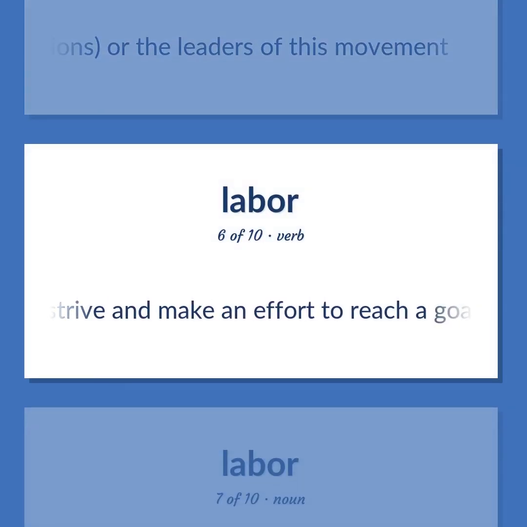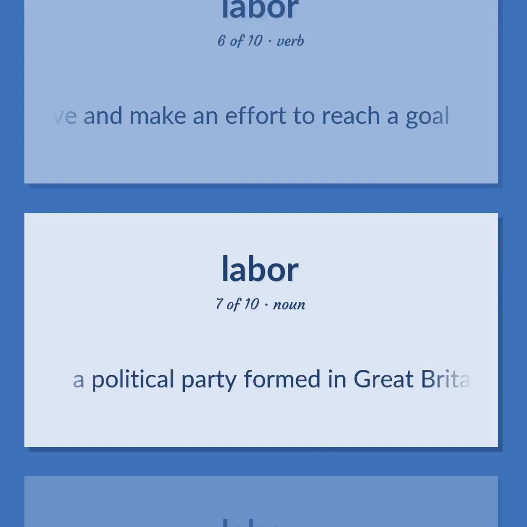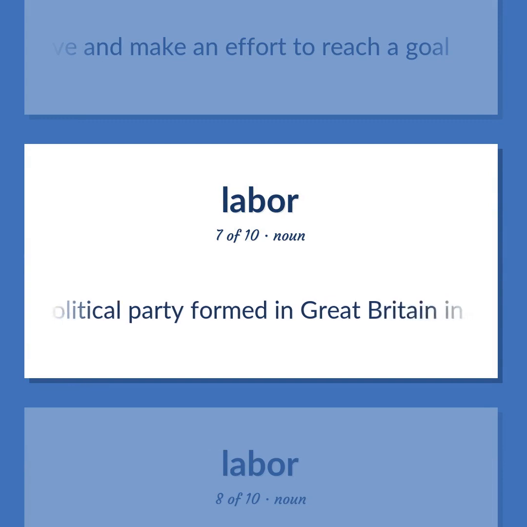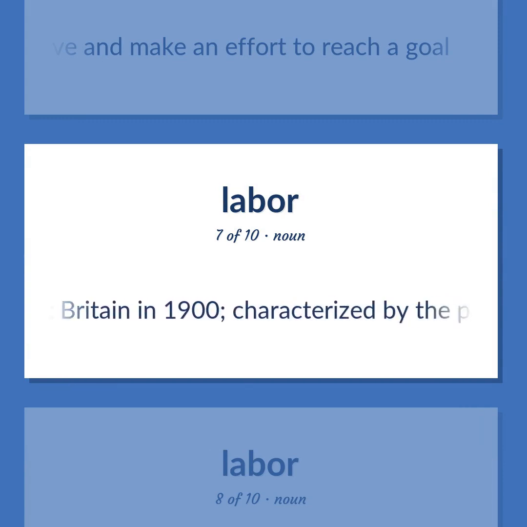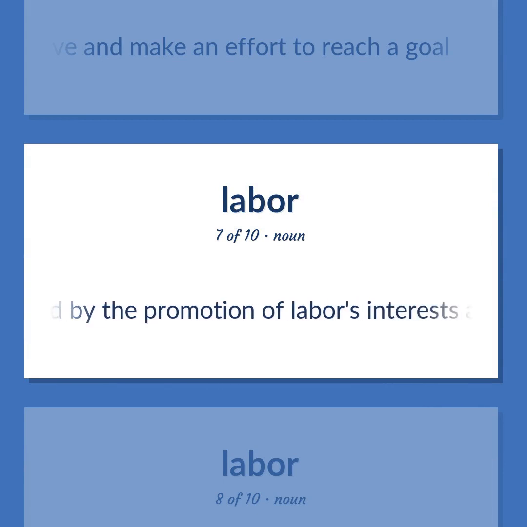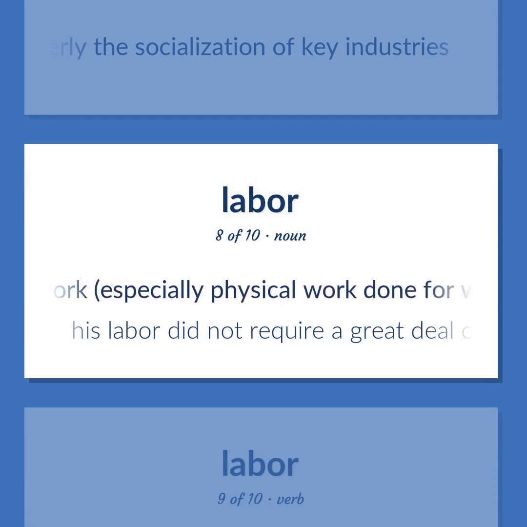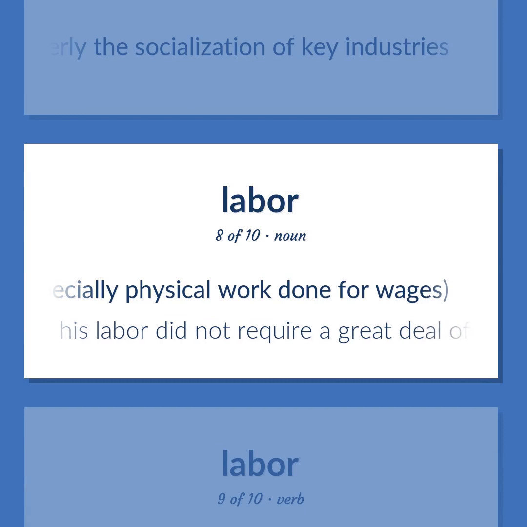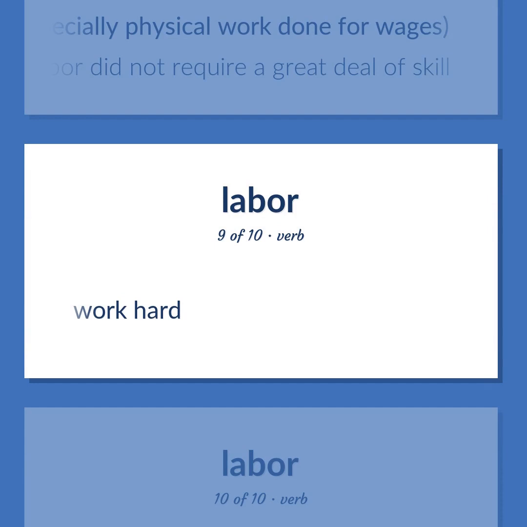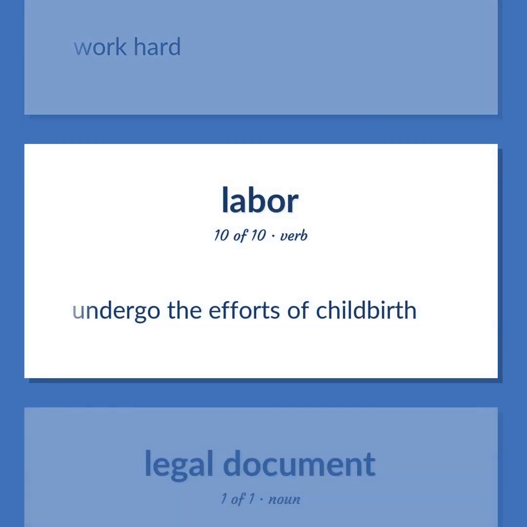Strive and make an effort to reach a goal. A political party formed in Great Britain in 1900, characterized by the promotion of labor's interests and formerly the socialization of key industries. Productive work, especially physical work done for wages. His labor did not require a great deal of skill. Work hard. Undergo the efforts of childbirth.